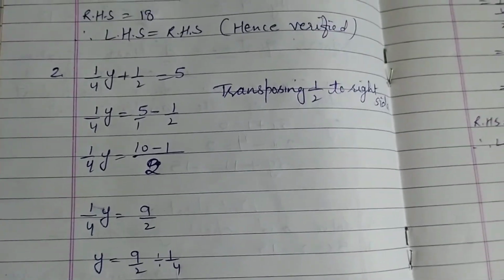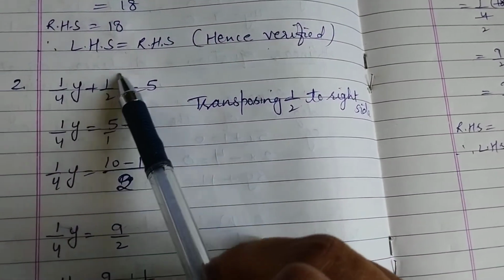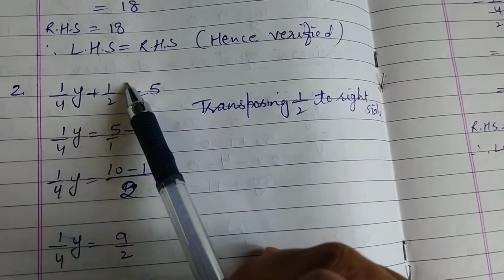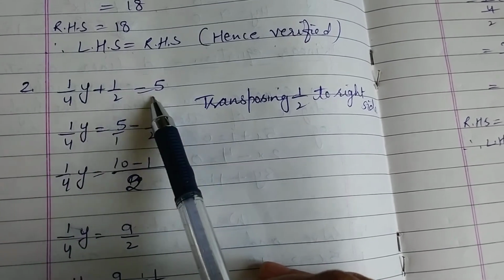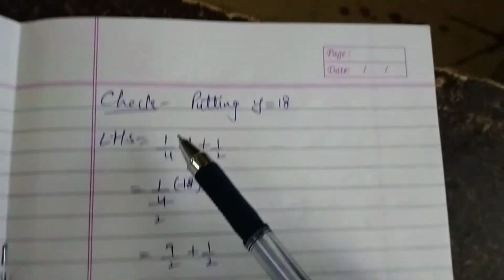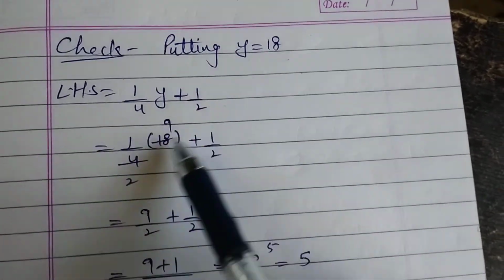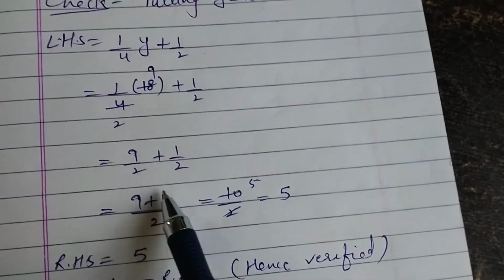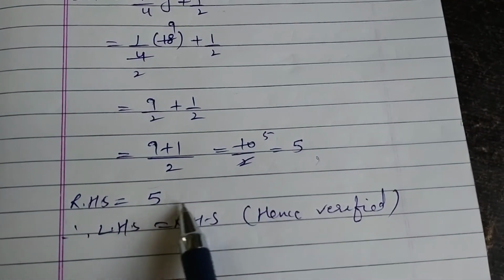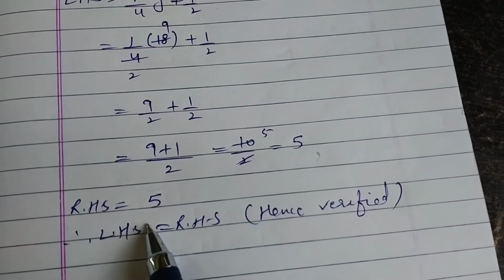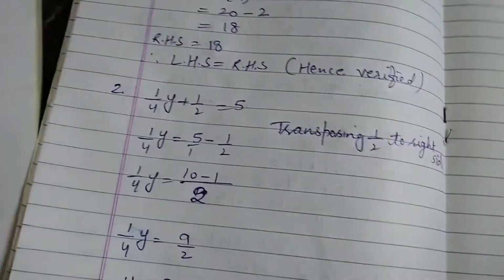Clear? Here we found the value of y. Now we will check. Whenever we get y, we will put the value of y here. This is our LHS and this is our RHS. Check putting y equals 18. In LHS, we put the value of y here. After solving, we get 5. And in RHS also, we have 5. It means LHS is equal to RHS, hence verified. In this way, you can do this question.